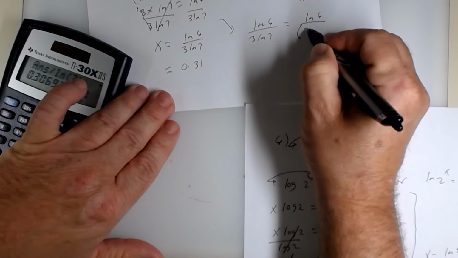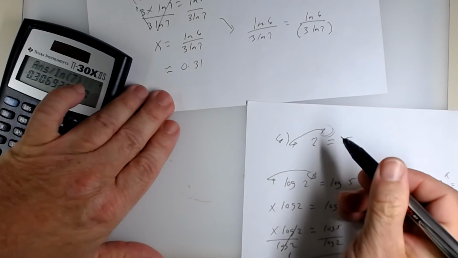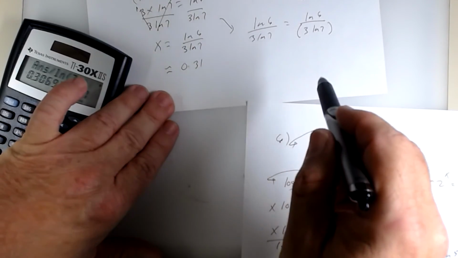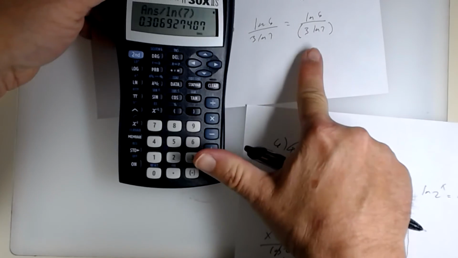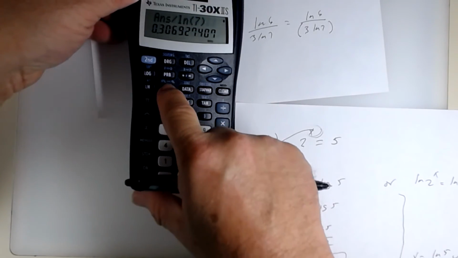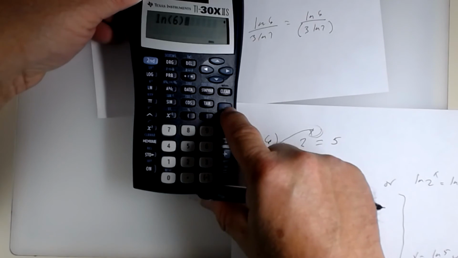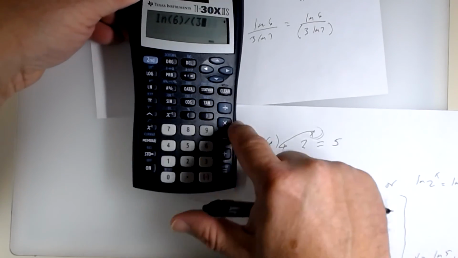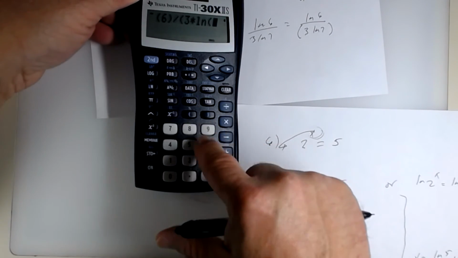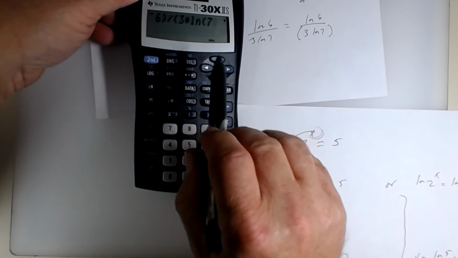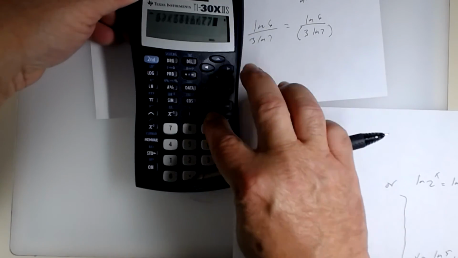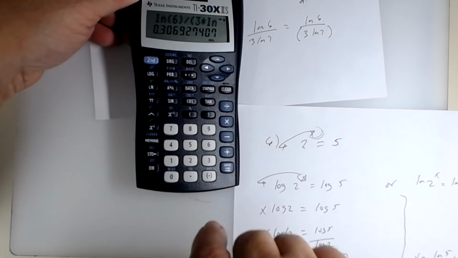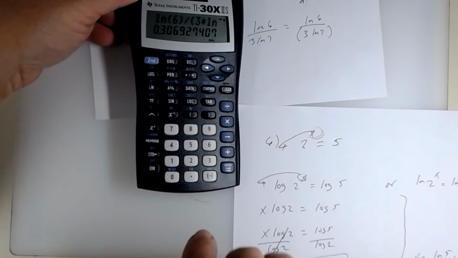So I'm going to put this denominator in parentheses on my calculator. Watch what I'm doing. The natural log of 6, close the parentheses, divide. Now I've got to input parentheses, then 3 times the natural log of 7. Notice you have to close the 7, then you have 2 parentheses. Then close that one, and notice you get the same answer, 0.31.